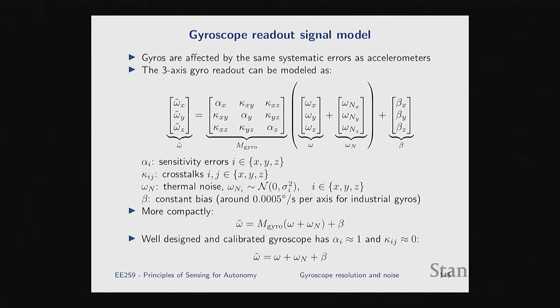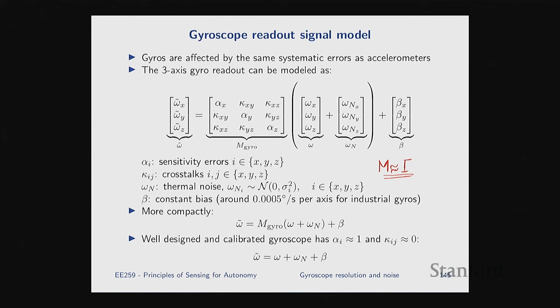These devices are typically well calibrated, so your M is almost identical to the identity. If it's a well calibrated device, that's what you get. So there's almost no crosstalk and almost no gain errors. But in practice, it's never exactly identity. There's always a little bit of residual miscalibration. Noise is noise, nothing we can do about that, and there's also always a little bit of residual bias.